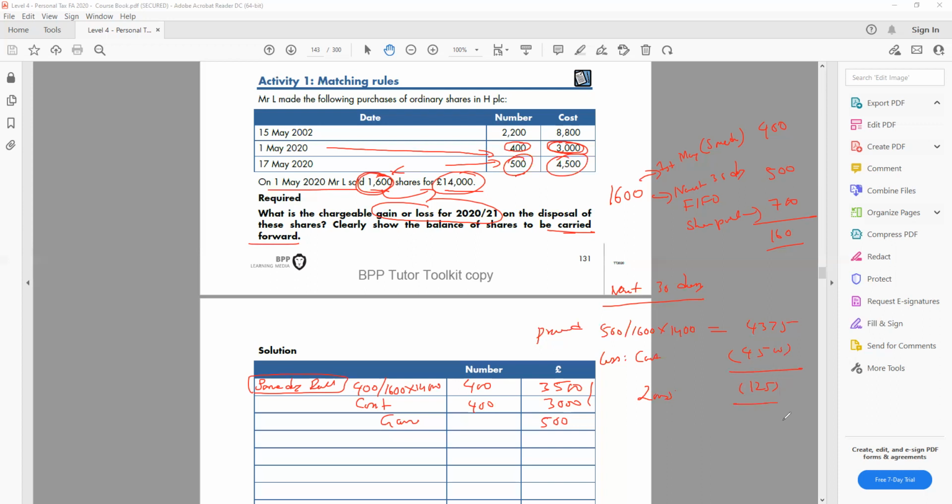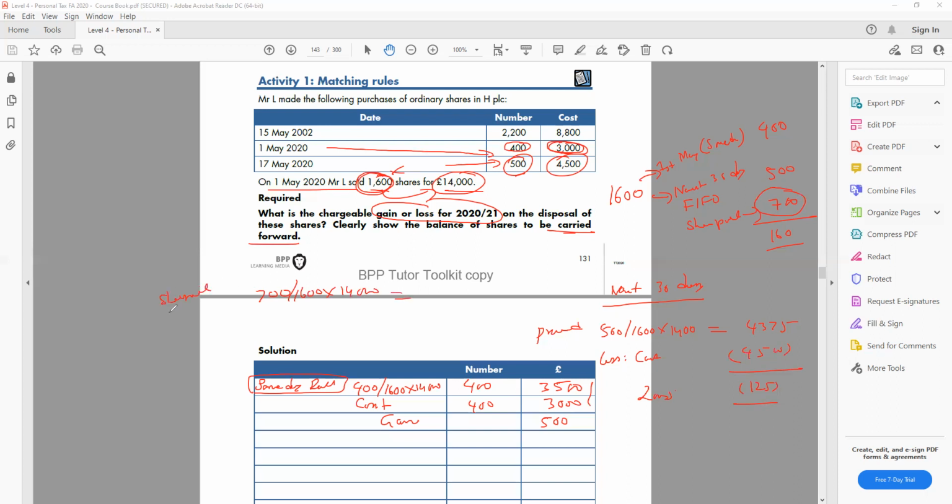And finally, the last one we have to see from the share pool. From the share pool, we need 700 shares. So we have to do that. So we said for the share pool, we need 700 shares: 700 divided by 1,600, times by 14,000. It will give the selling value.